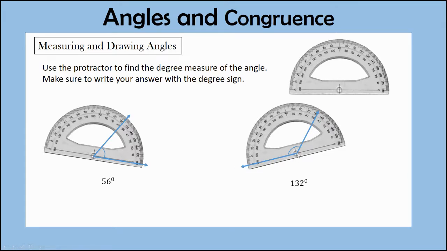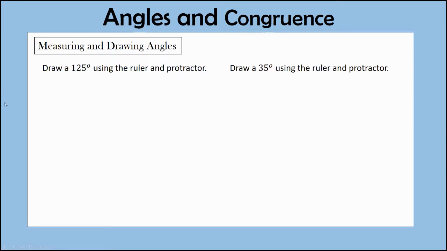Put the protractor right on it, put the crosshair right at the vertex, and then reference the zero as to which way the ray is extended. You're also going to be asked to draw angles today.